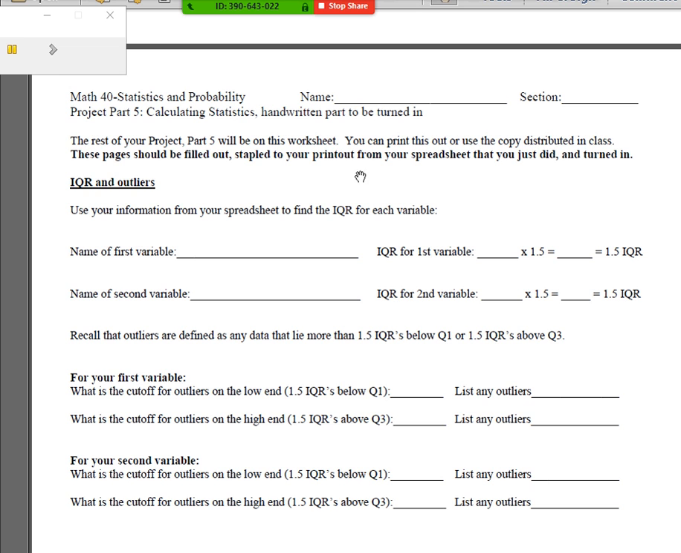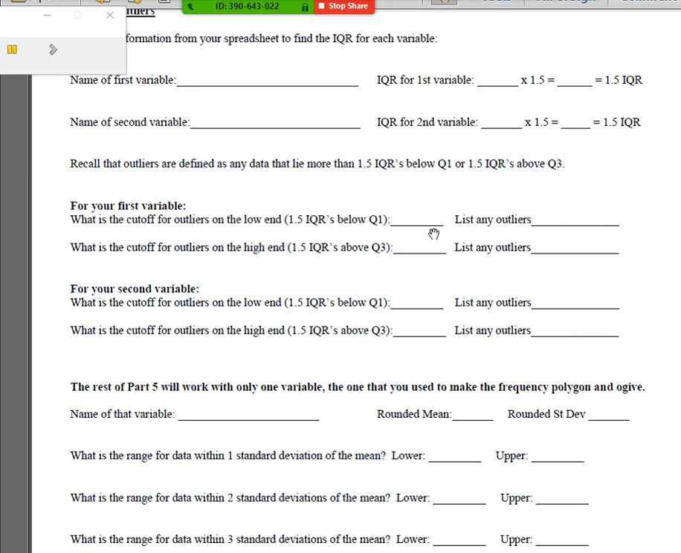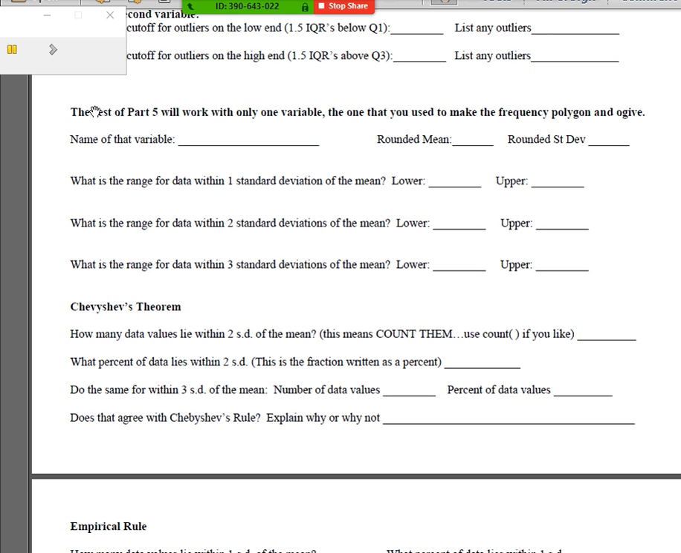So here you're going to write in whatever your variable is, like height in inches, and this might be number of family members, and then write down what the IQR is for each of those. Then multiply each of those numbers by 1.5 to get 1.5 IQRs. I talked about this in the video. Actually, I talked about finding the lower limit of outliers, upper limit for outliers, and physically listing if there are any.